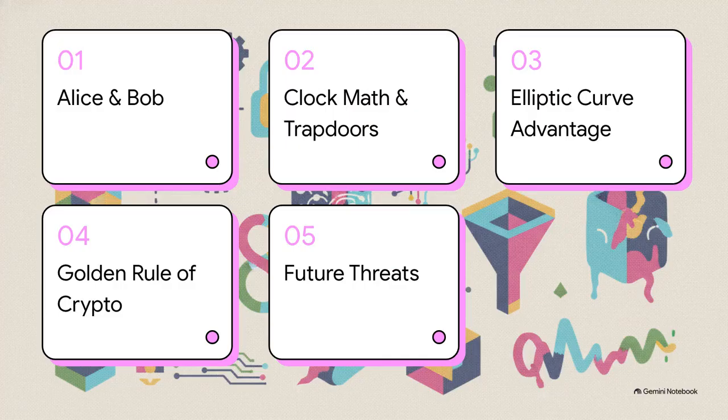So here's a quick roadmap for the explainer. We're going to start with Alice, Bob, and hidden messages, then move into clock math and trapdoors, explore the elliptic curve advantage, lay down the ultimate golden rule of crypto, and finally wrap up by looking at hashing and future threats. Let's get to it.